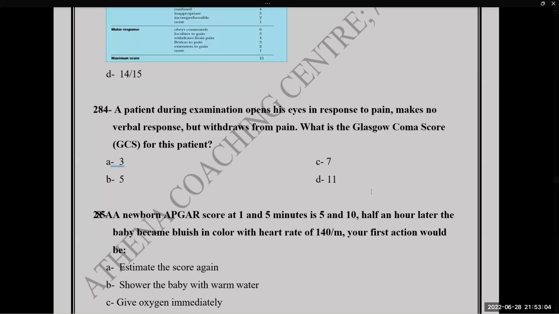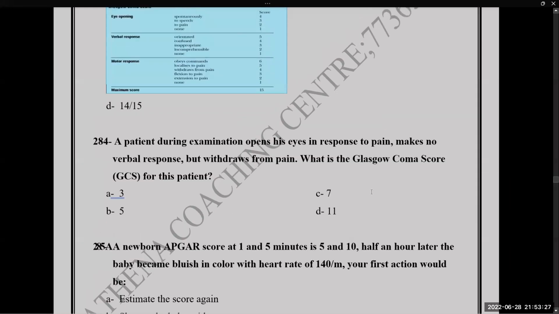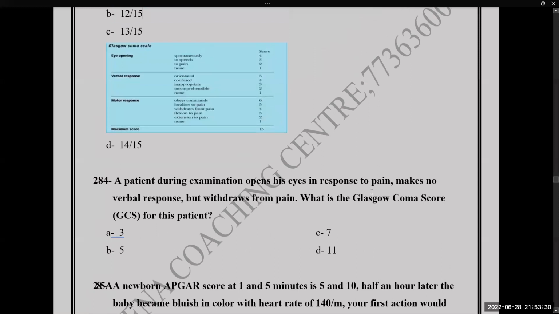The patient during examination opened his eyes in response to pain. Made no verbal response, but withdrew from pain. What is the GCS score? Eye opening, open in response to pain. So what is eye opening? It is response to pain. So the score is 2.